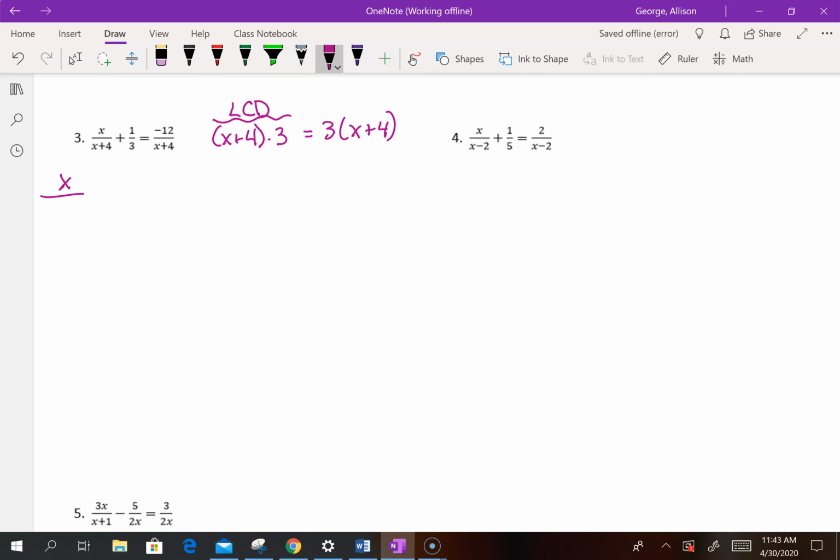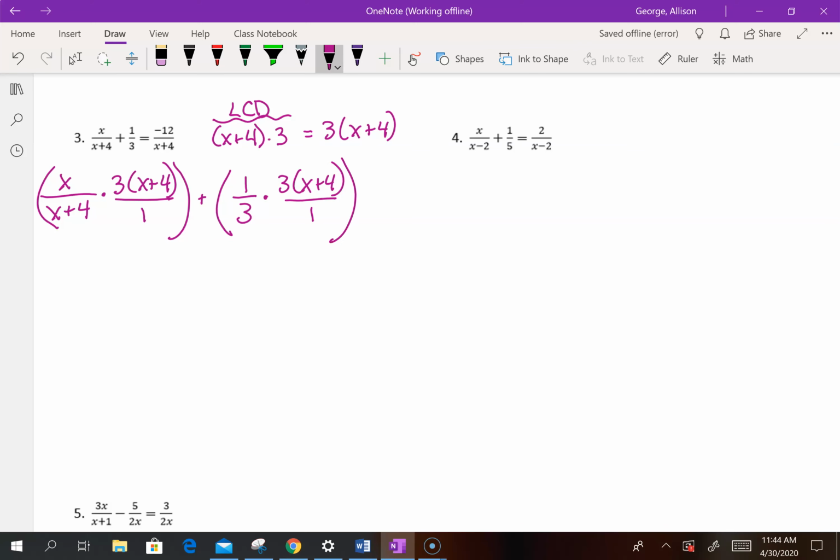Okay, so that's going to be x over x plus 4 times 3 times x plus 4. And then we've got 1/3 times 3 times x plus 4 equals negative 12 over x plus 4 times 3 times x plus 4.